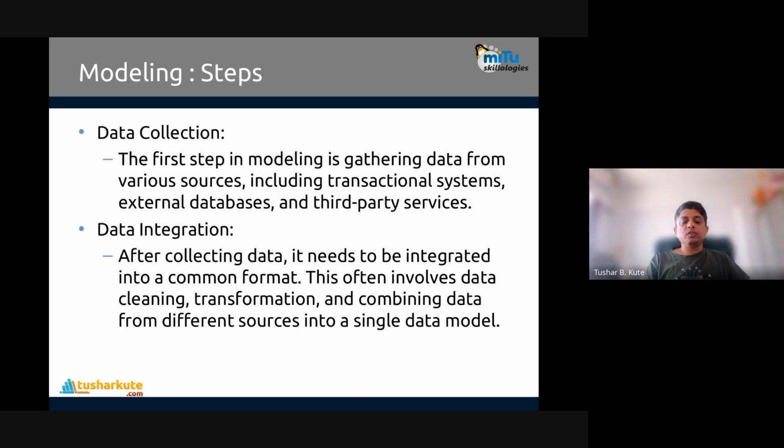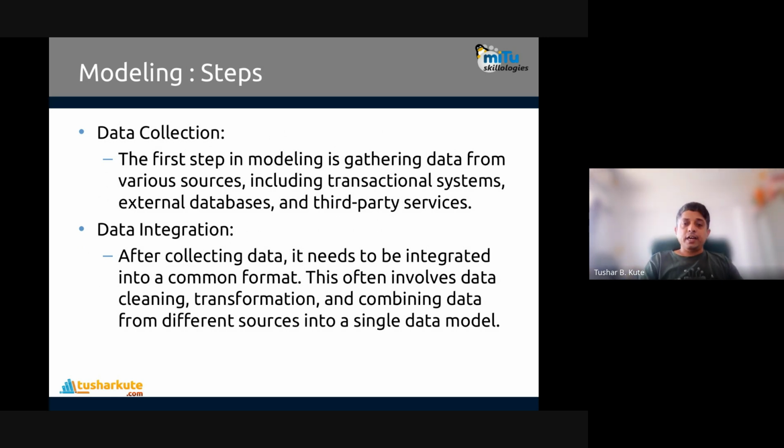Data collection. So the first step in modeling is gathering data from various sources, including transaction systems, external databases, and third-party services. So as I mentioned, it's the fuel of business intelligence. In order to build that BI model, what is our fuel? Our fuel is data. And where can I get that? Yes, external databases, maybe a transaction system, maybe predefined databases or third-party services. Depending upon the kind of application or model that you're creating, your data source will change. Data collection first. Second, data integration.